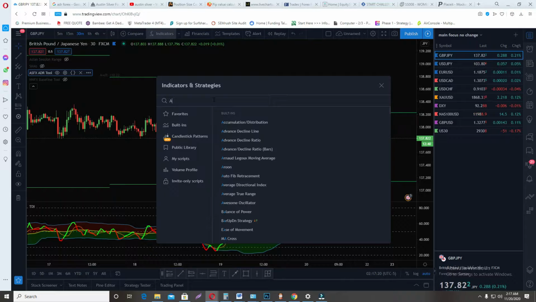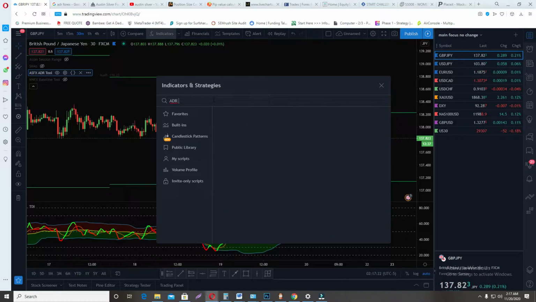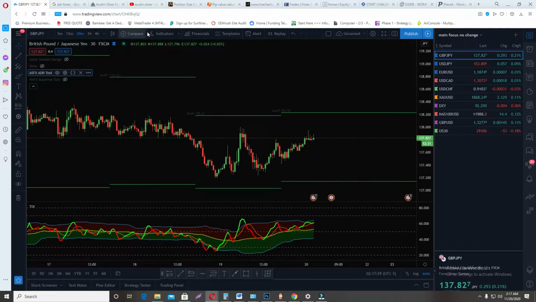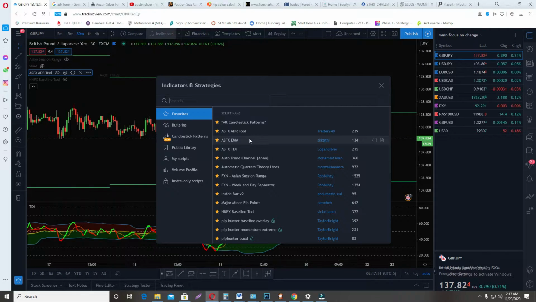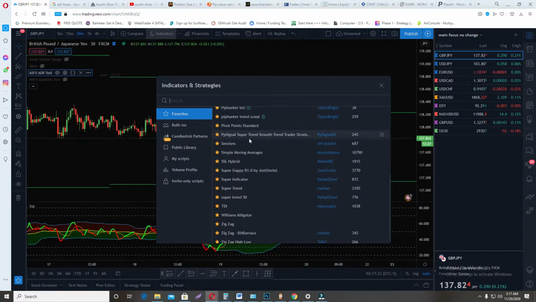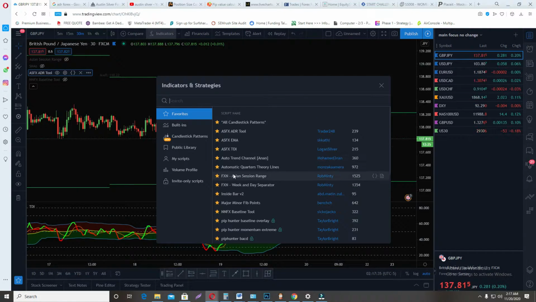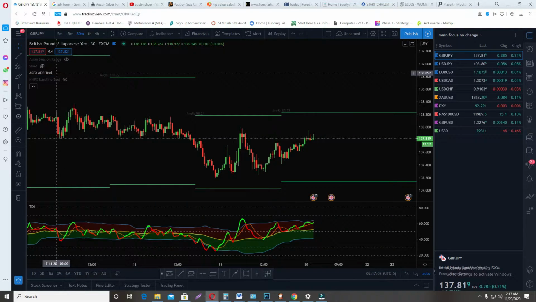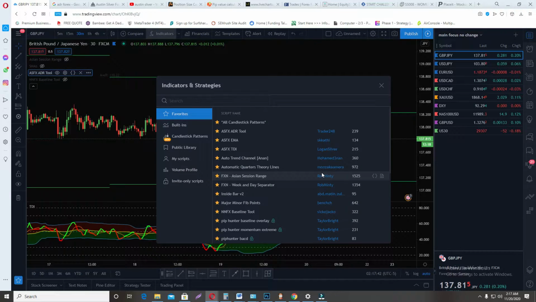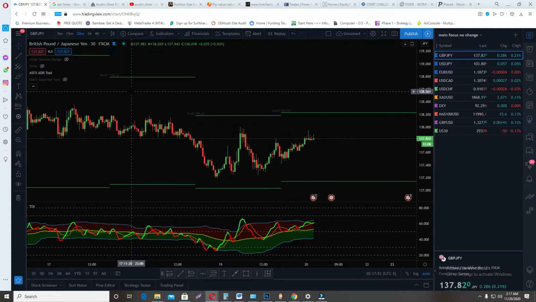If you want to check this out, all you got to do is go here, search ADR tool, and you can find it right here, and just add it. And the Asian range, same thing. Go to indicators. Mine is right down here: FX Asian Range by Rob Mint. The thing is amazing. The setup, nothing really changing here. You can add that too, and that's really good right there.